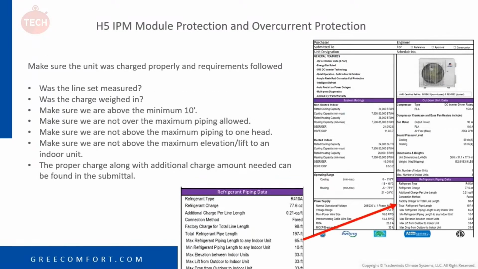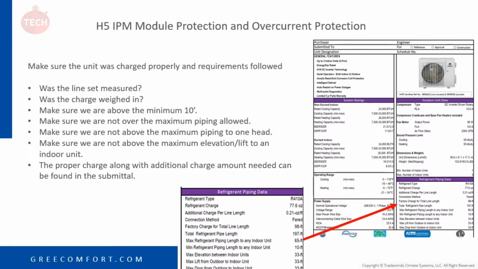Couple other things, we want to make sure that the unit is properly charged and requirements followed. Again, you want to measure that line set, measure each line set on a multi-zone. Things to consider, what's the charge weight in? If you don't know, if you didn't do the install, you may want to pull that charge and weigh it in after measuring the line set. Another thing to make sure of is that we are above the minimum of 10 foot, and that we are not over the maximum piping allowed. Make sure we're not above the maximum piping to one head. Also make sure that we are not above the maximum elevation and lift to any indoor unit.